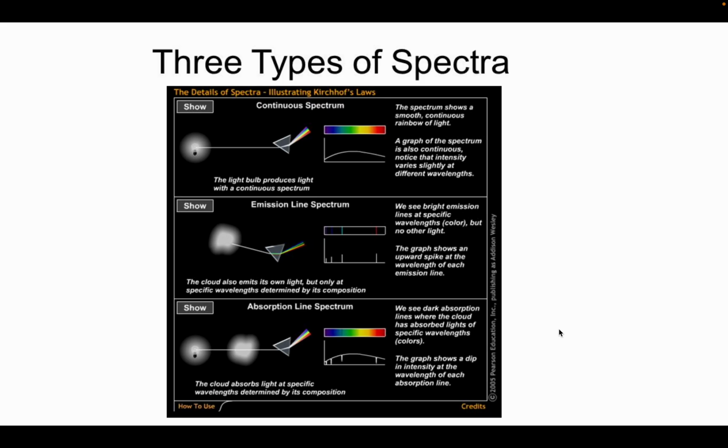So the cloud absorbs light at specific wavelengths. Those wavelengths are determined by the energy levels of the cold gas.